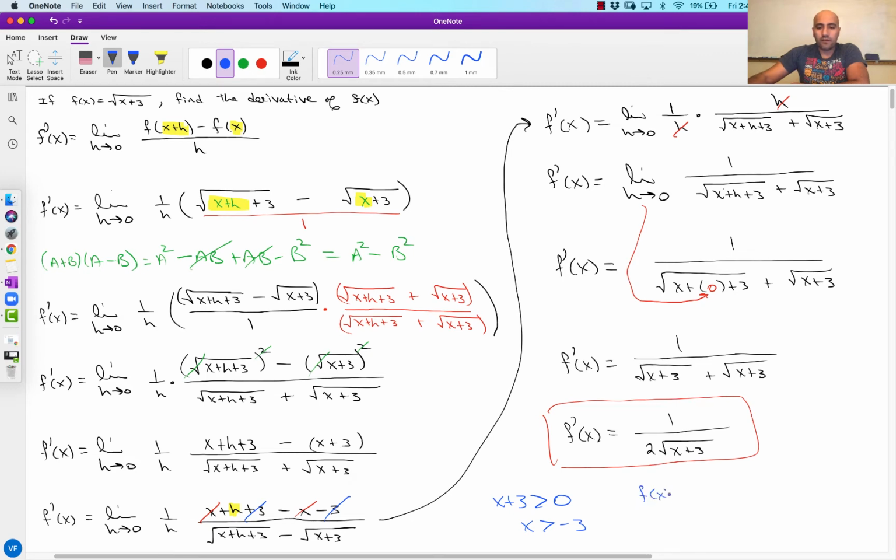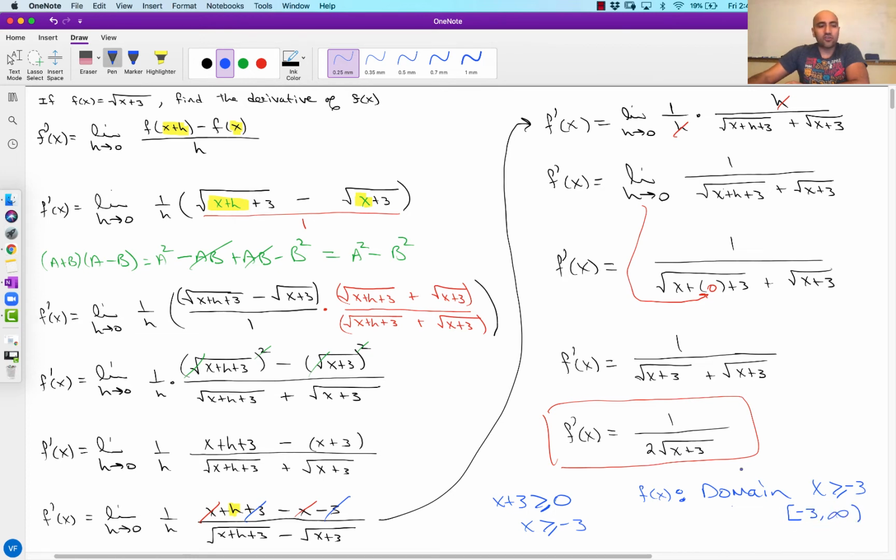So f of x has a domain of x must be strictly greater than negative 3. Well, in fact, greater than or equal to, right? We're allowed to have a 0. Square root of 0 is 0. So this should be greater than or equal to negative 3. Or we can rewrite it as bracket negative 3 up through positive infinity.